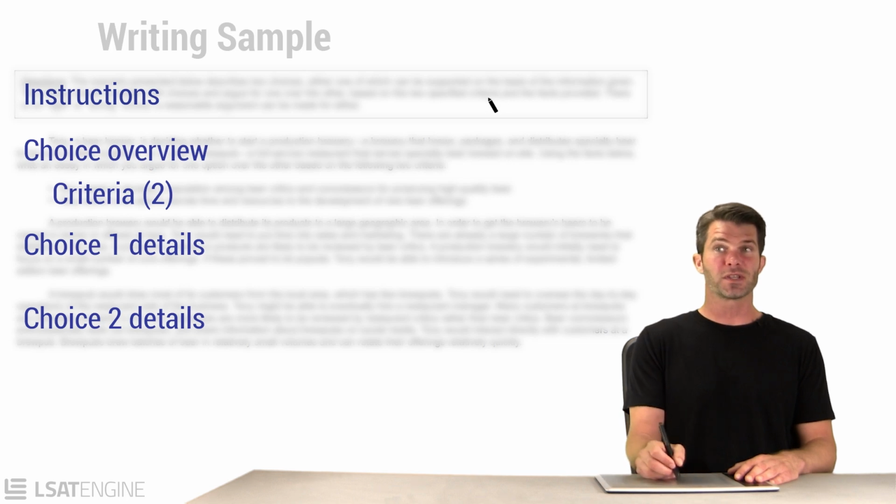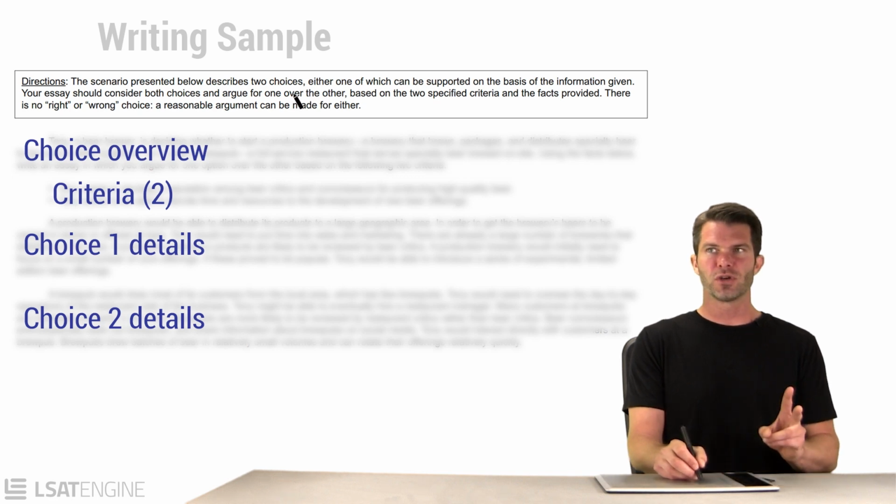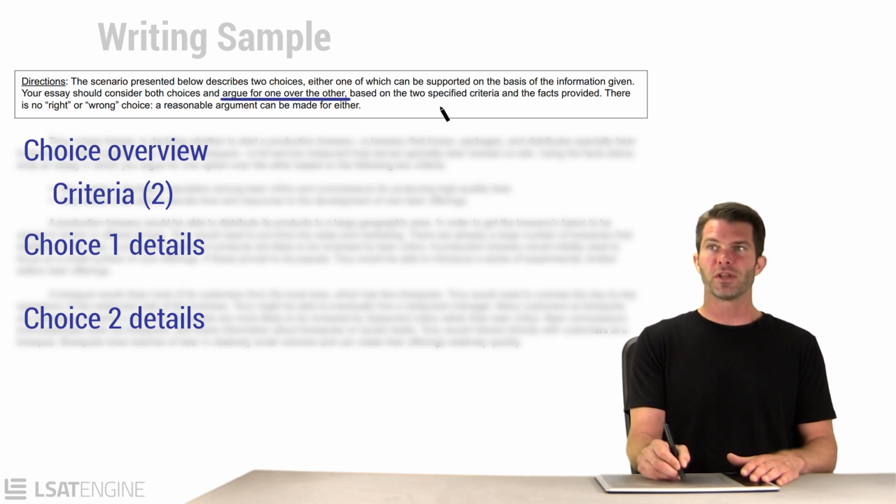And the instructions are always going to be the same. The rest of this will be unique to your test, but the instructions are going to tell you that the scenario presented below describes 2 choices, either one of which can be supported on the basis of the information given. Your essay should consider both choices and argue for one over the other. So you're writing a persuasive essay based on the 2 specified criteria and the facts provided.